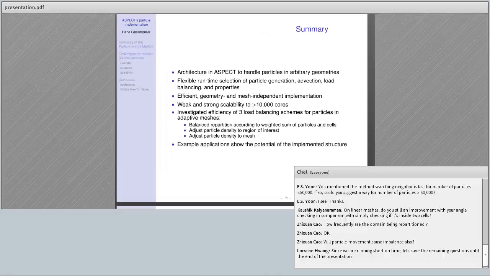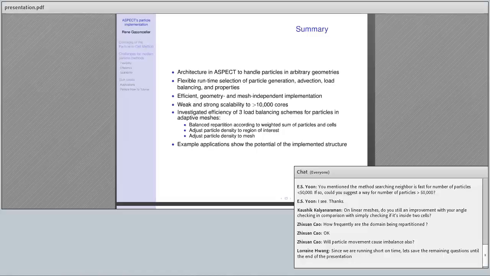And that's more or less it. As a summary, we implemented an architecture in ASPECT that can handle particles in arbitrary geometries and with adaptive meshes. You can flexibly select at runtime which generation scheme, advection scheme, load balancing technique, and which properties you would like to assign to these particles.